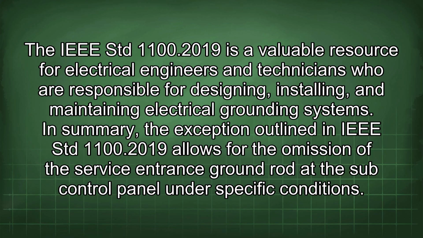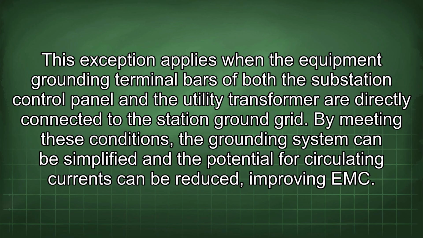In summary, the exception outlined in IEEE Std 1100-2019 allows for the omission of the service entrance ground rod at the sub-control panel under specific conditions. This exception applies when the equipment grounding terminal bars of both the substation control panel and the utility transformer are directly connected to the station ground grid. By meeting these conditions, the grounding system can be simplified and the potential for circulating currents can be reduced, improving EMC.